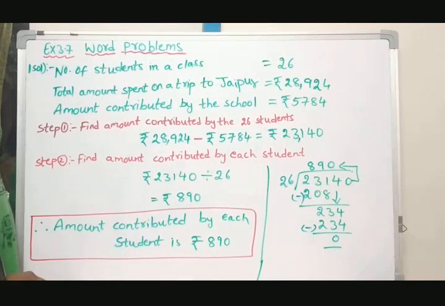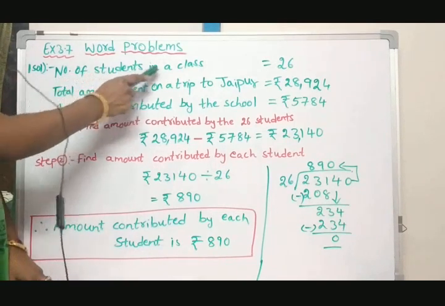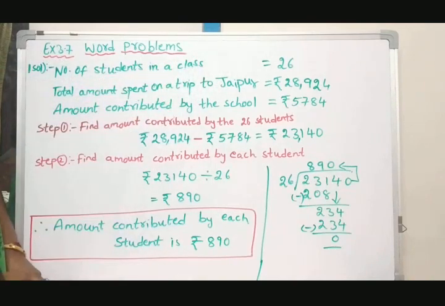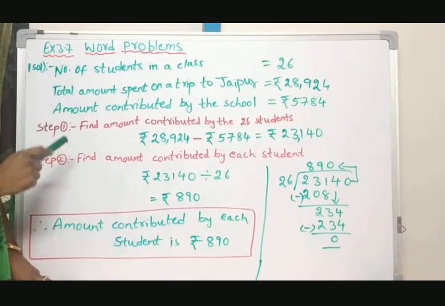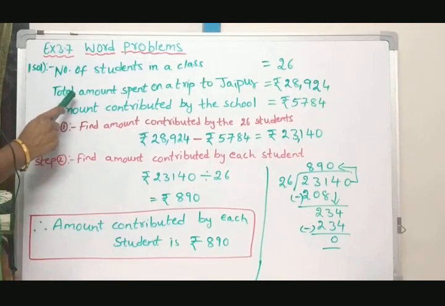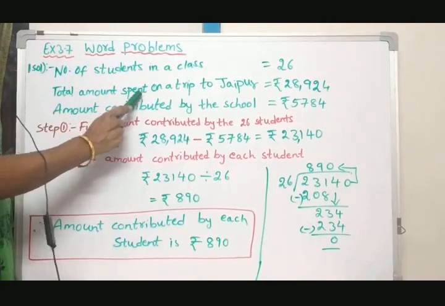Now I will explain the first word problem in exercise 3.7. The question is, a class of 26 students went on a trip to Jaipur. So the number of students in the class is 26. The school spent rupees 28,924 on the trip in all. So it is the amount spent by the school and the students.